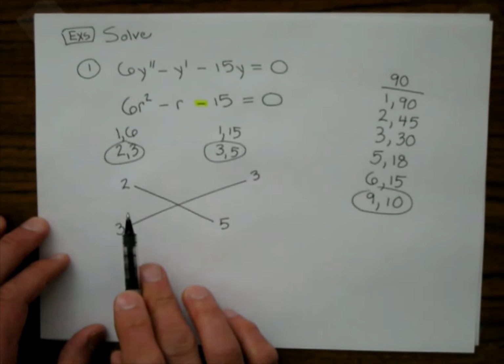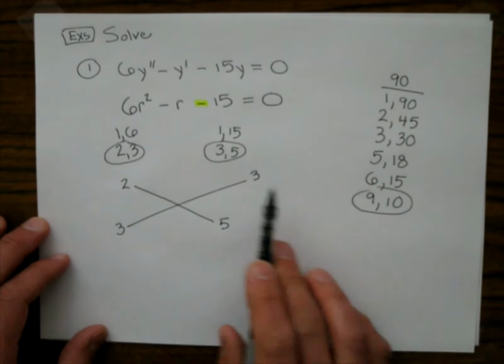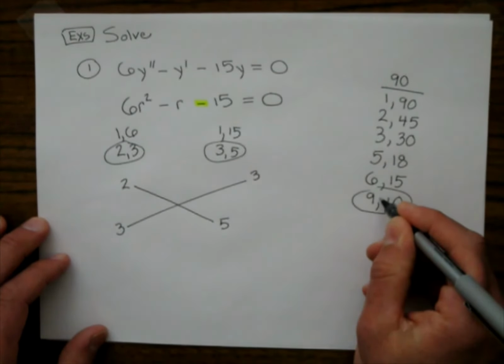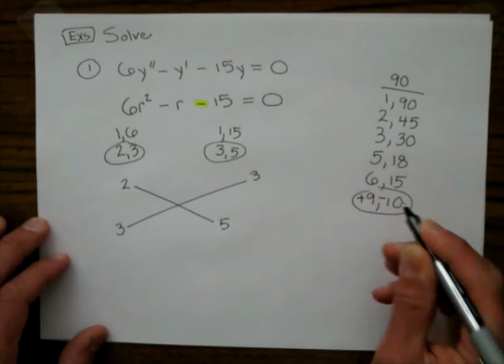Okay, so what we want to do now is adjust the signs. I need a negative 1 there, so this 10 has got to be negative and this 9 is going to be positive.